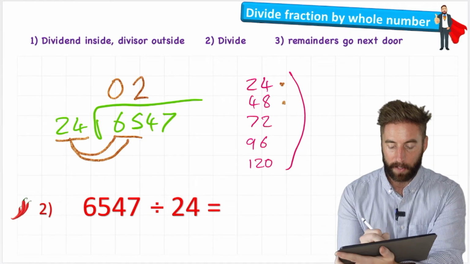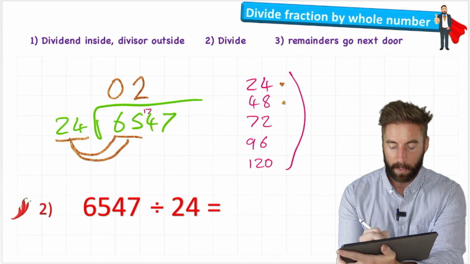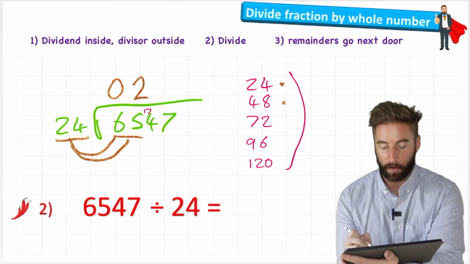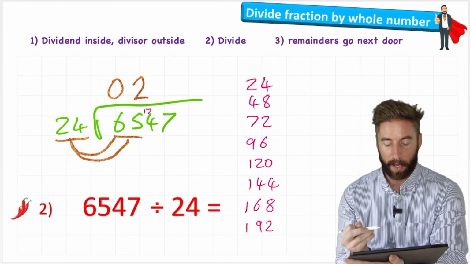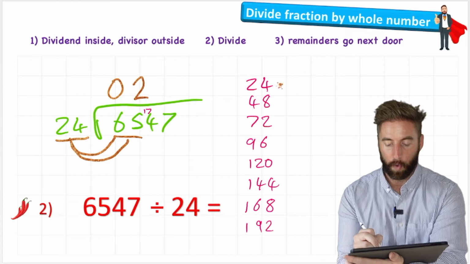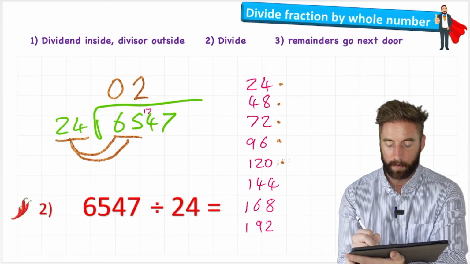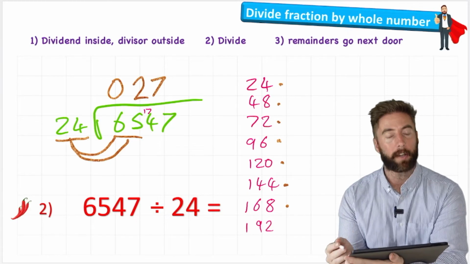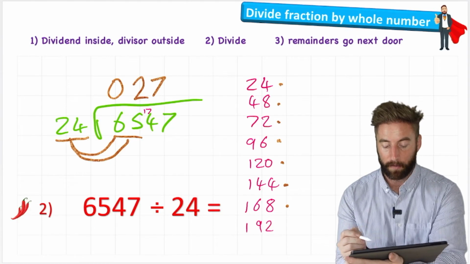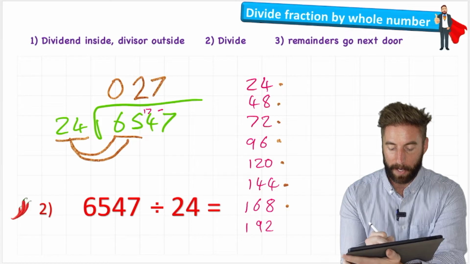I'll put my 17 in front of my next number, turning that 4 into 174. Now I can see I need a couple more multiples. There we go. And how many 24s are there in 174? Well, I can see I can go 1, 2, 3, 4, 5, 6, 7. So I could get to 168. Therefore, the difference between 168 and 174 would be 8. Give my 8 to my neighbour.